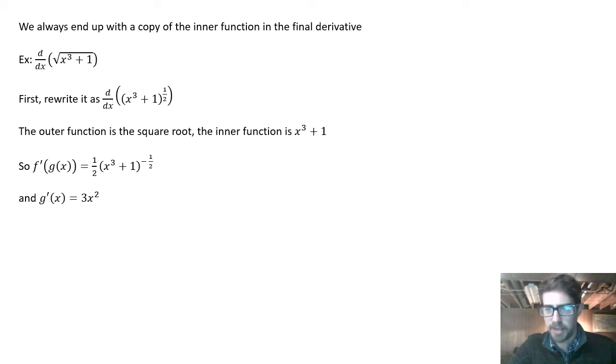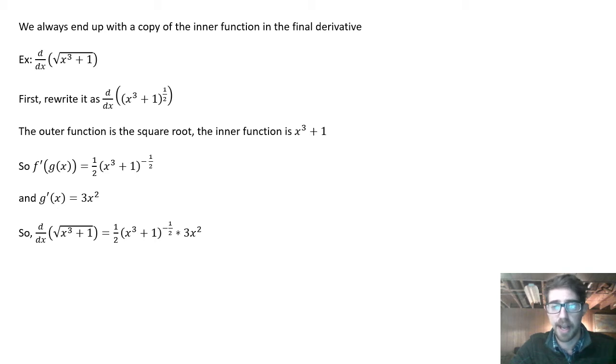And then g prime again is easy. The 1 goes away, so it's just 3x squared. So you just multiply those two things together. The derivative of the square root of x cubed plus 1 is 1/2 times x cubed plus 1 to the negative 1/2 times 3x squared. On the next exam, that would be a perfectly acceptable way to leave it.